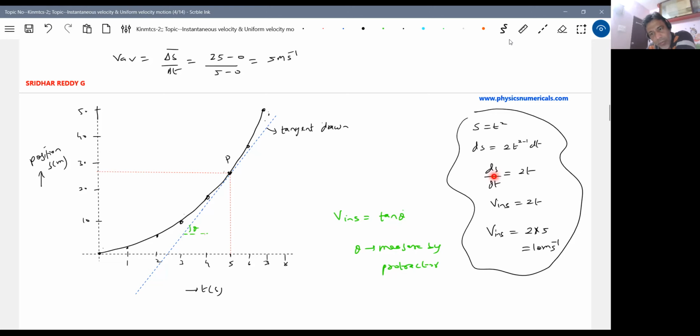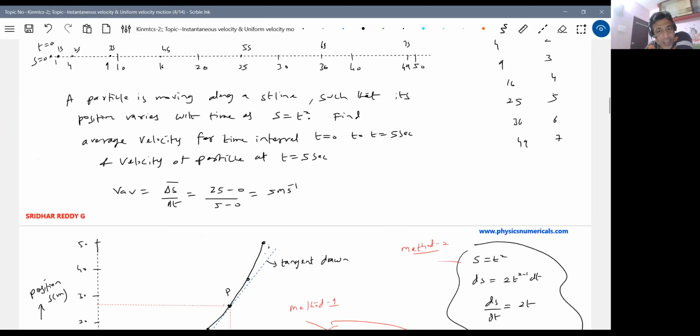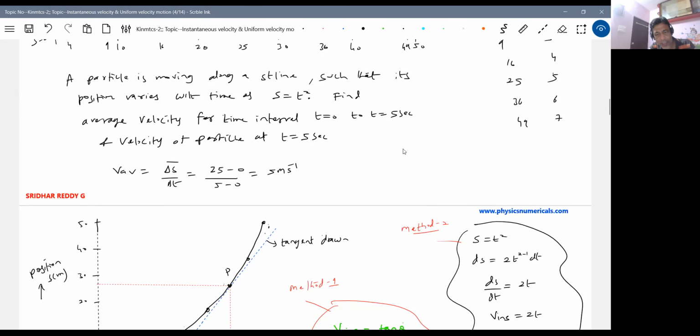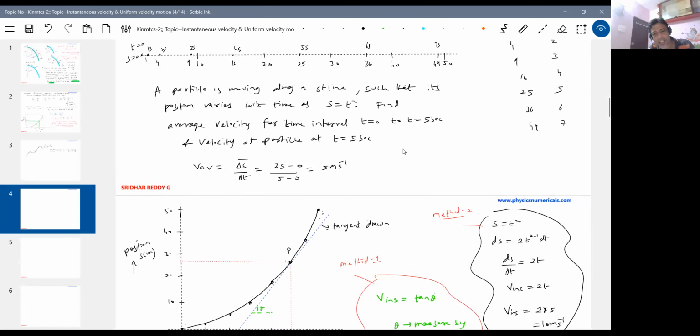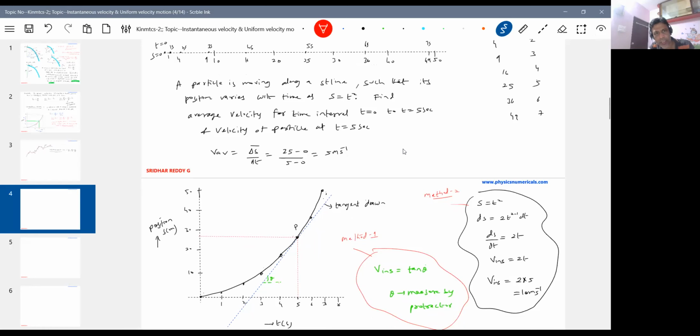Or else another method is what? This is method 1, using a geometrical instrument. This is method 2, using differentiation. I think this will be much easier, no? Every time we can't draw this. So this is a question that is asked. Are you getting it? So why should we learn that differentiation? Plotting graphs, initially I thought about all those things. The necessity is this one. So the question was asked like this.